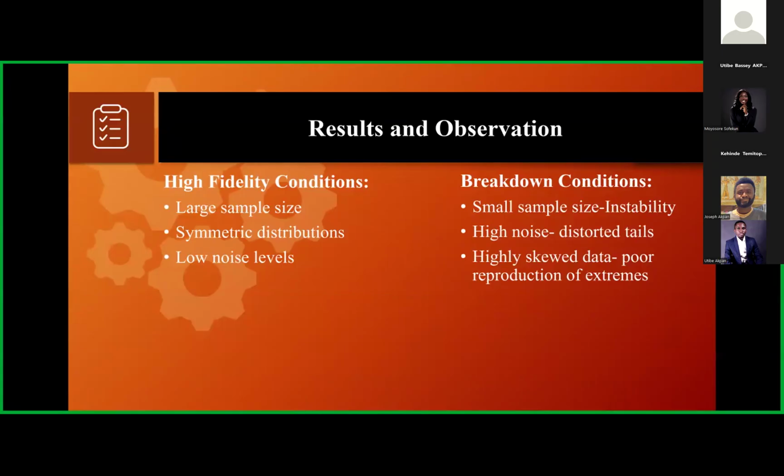So moving on to the observations and the results we got. Under high fidelity conditions, there was a large sample size, symmetric distribution, and low noise level. Under the breakdown conditions, there was small sample size instability, high noise, distorted tails, highly skewed data, and poor reproduction of extremes. Our results show that GANs perform best when the data set is large enough for the model to learn, when it is symmetric in distribution, and has low noise. Under this condition, the statistical properties matched very closely. However, in small data sets, or when the data had a lot of noise, or when the distribution was heavily skewed, the model struggled. We observed the largest differences in the tails of the distribution, the rare events, which are often the most important.